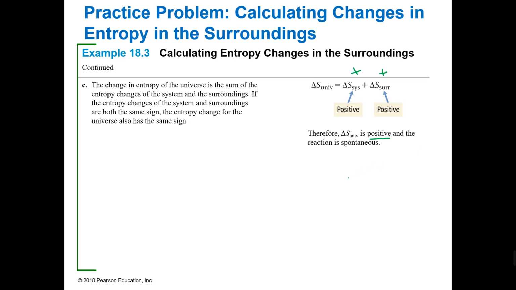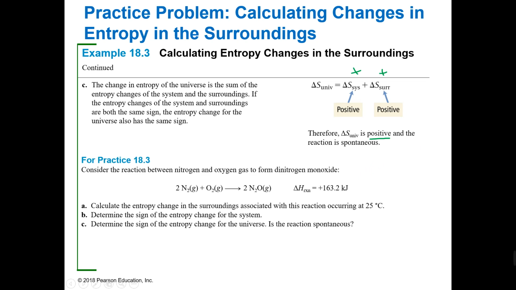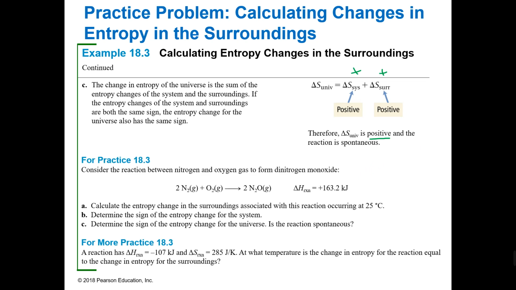Now, sometimes you'll see a question. Let me see if this one does it. Yes, like here. If you were to go through this one right here, given parameters, you're told delta H of the reaction, you're told a delta S of the reaction, and it's going to ask you at what temperature is the change in entropy for the reaction equal to the change in entropy for the surroundings. That's when you have to set them equal to each other.